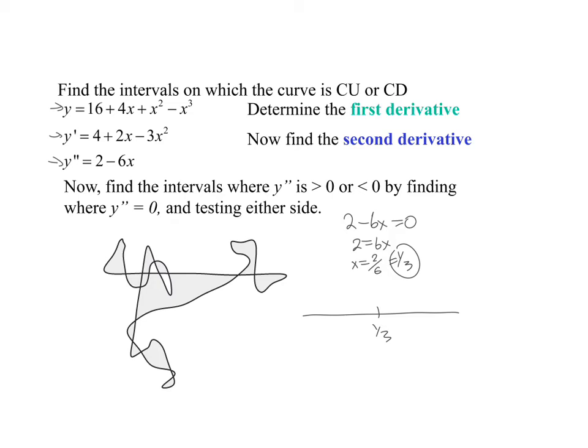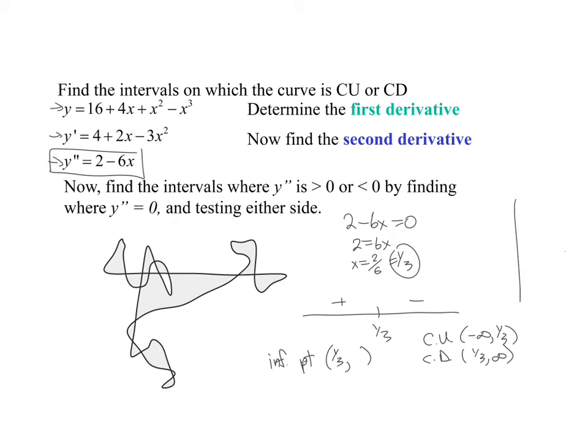So let's plug in a number on either side into our second derivative. So if we plug a 0 into that equation, we'd get 2, so that's positive. If we plugged in a 1, we'd get -4, so that's negative. So we know we do have an inflection point at 1/3, right? Because our curvature is changing from positive to negative. So we have 1/3 as our inflection point, and we know that the graph is going to be concave up from -infinity to 1/3, and it's going to be concave down from 1/3 to positive infinity.